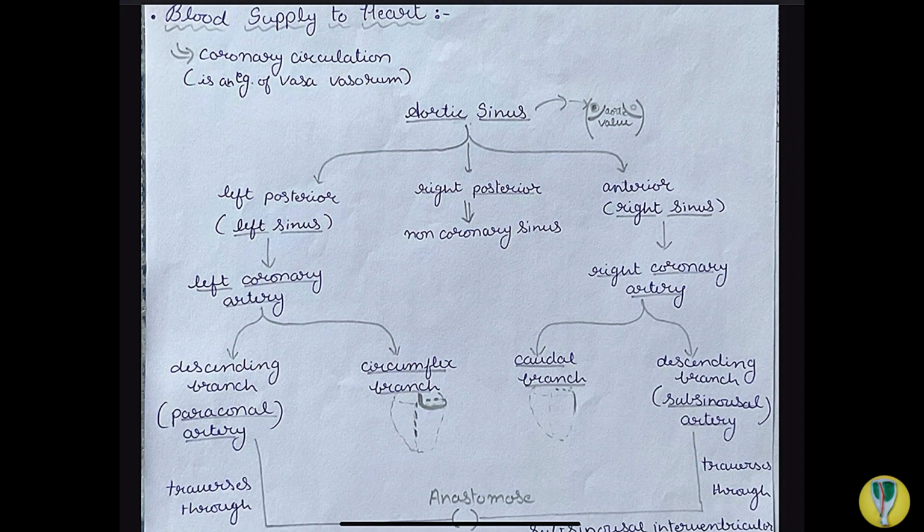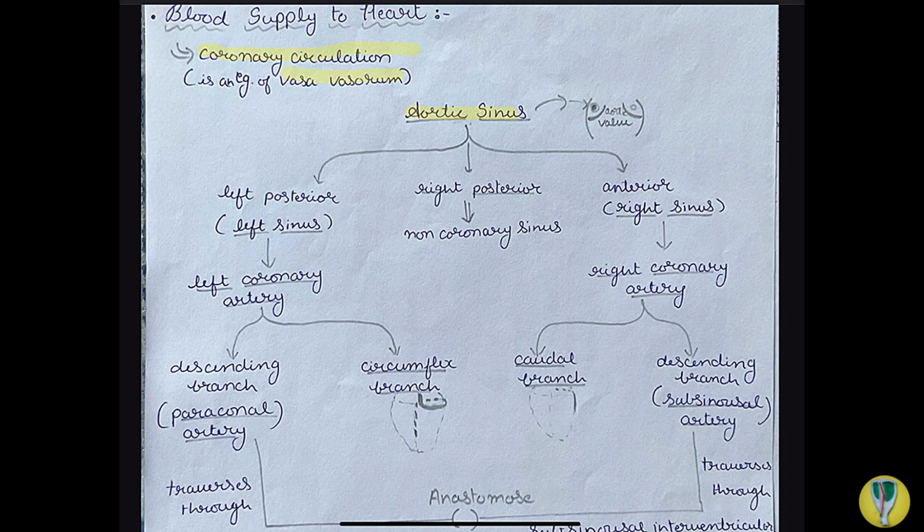Then we have blood supply to the heart. Blood supply to the heart is also called coronary circulation, and it is an example of vasa vasorum. So vasa vasorum means blood supply to the blood vessels, and because the heart is a part of the cardiovascular system, the blood supply of the heart or coronary circulation is an example of vasa vasorum. So the starting point is the aortic sinuses.